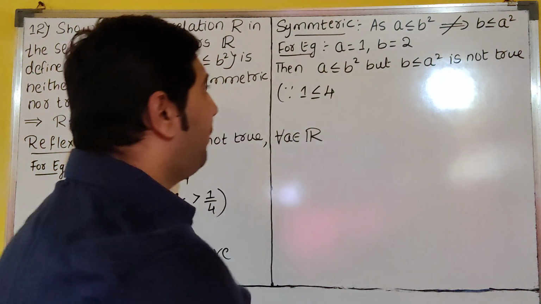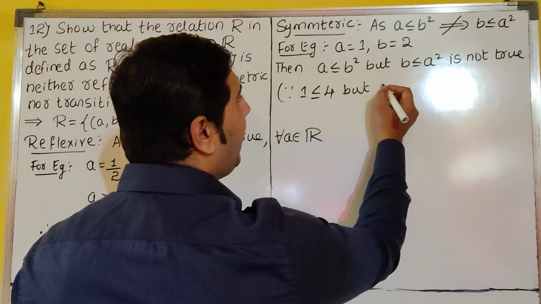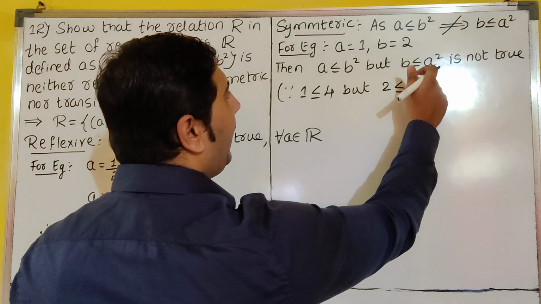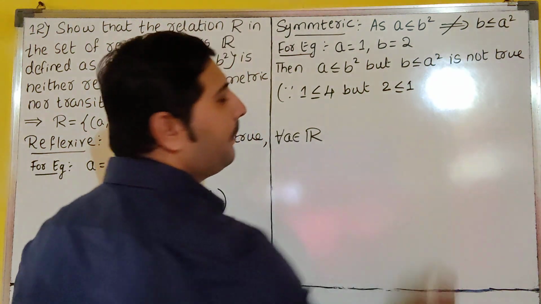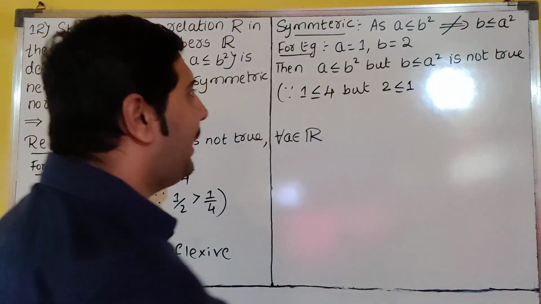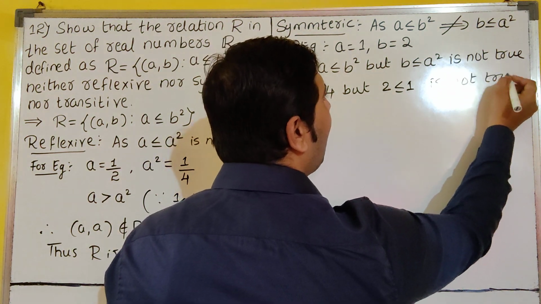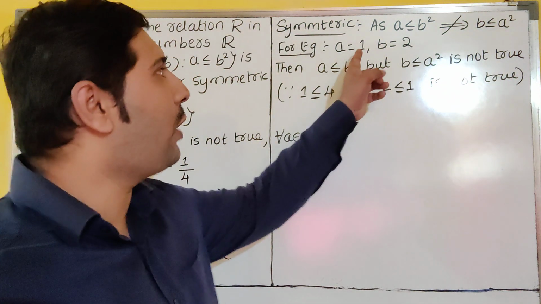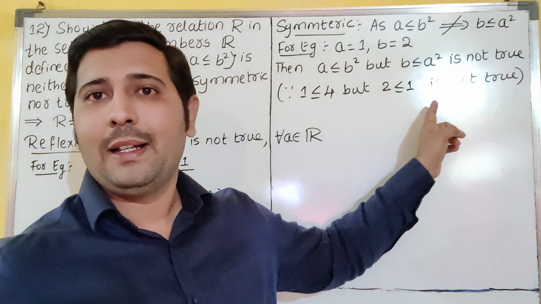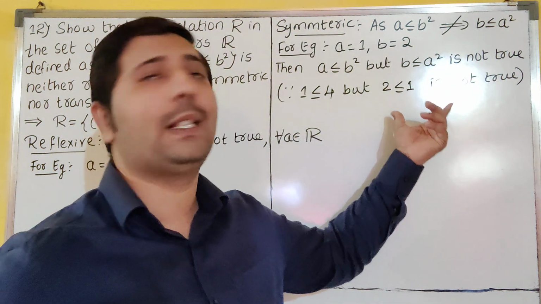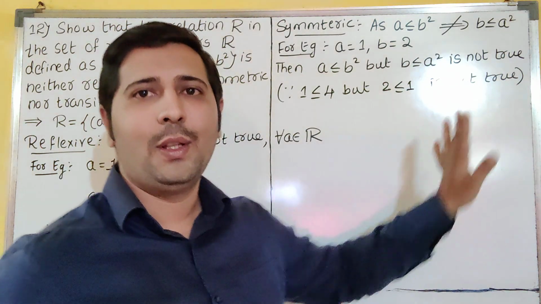This is true. But you see, if 2 is the B value, A value is 1. 1 square is how much? 1 only we will get. Yes or no? Is not true. So that's why it is not symmetric. (1, 2) is there in R, but (2, 1) does not satisfy our condition. So 2 is less than or equal to 1 is not true.